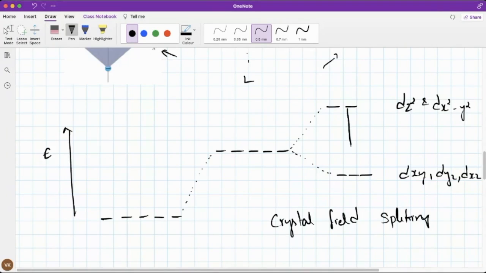That splitting will be of value delta. Since it is octahedral, I put a subscript O, which stands for octahedral, delta O, because it depends on the geometry how they split. These two sets of orbitals in this geometry are called eg, and these three are called t2g. These are term symbols, derived using the symmetry elements. We will not be talking about that, but this is called eg and this is called t2g.